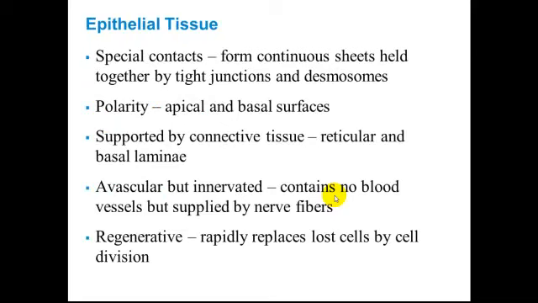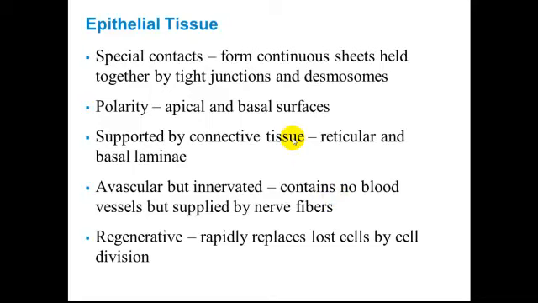Epithelial tissue is separated from other tissues in that there are 5 characteristics that you will see in epithelial tissue. The first is that they have special contacts. Here we see continuous sheets that are held together by tight junctions and desmosomes. These are things that we looked at in Chapter 3 when we introduced the cells, and we talked about the importance of the membrane proteins in the cells. So tight junctions, think of as that cell Velcro, and desmosomes are those strong connections between cells.